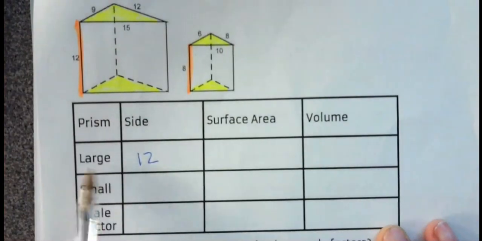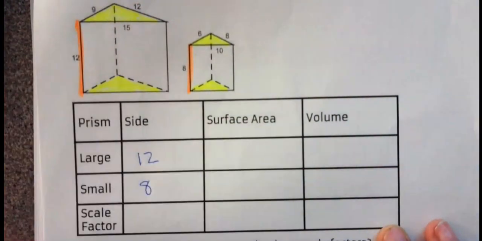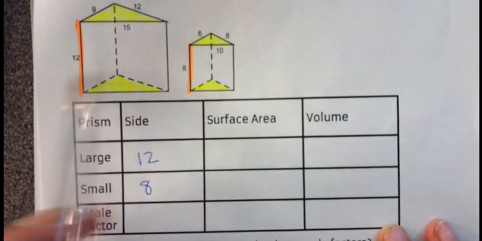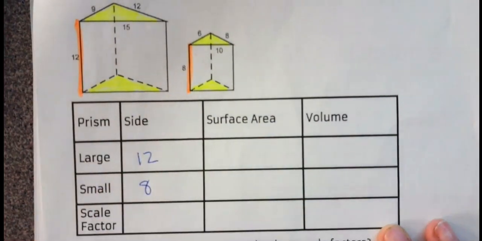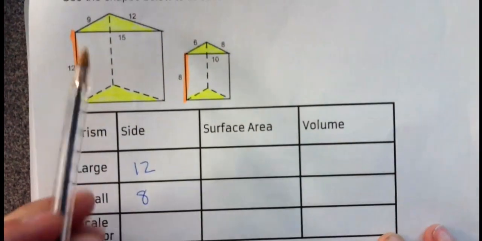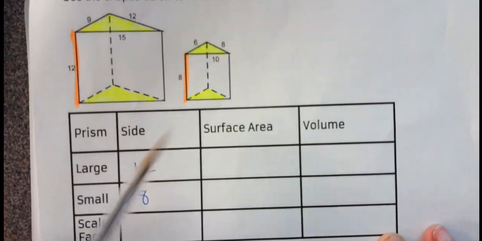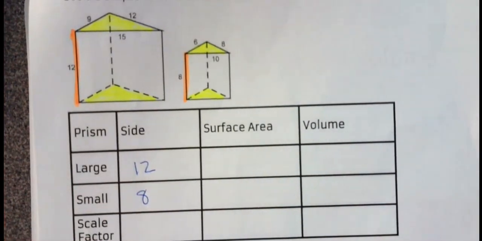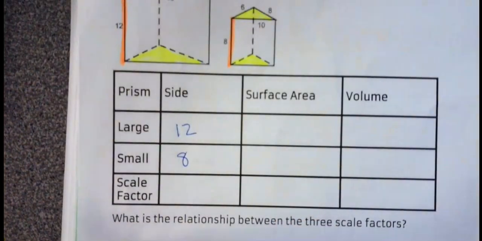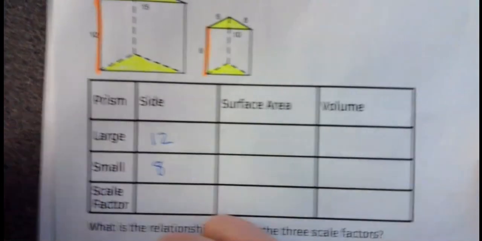So we have the large and the small. Just picking a side, it has to be a corresponding side. So I chose the height. If you want, you could have chosen 9 and 6, and you would end up with the same ratio when you put them into a fraction. But I chose the height for both, which doesn't really matter what you do.